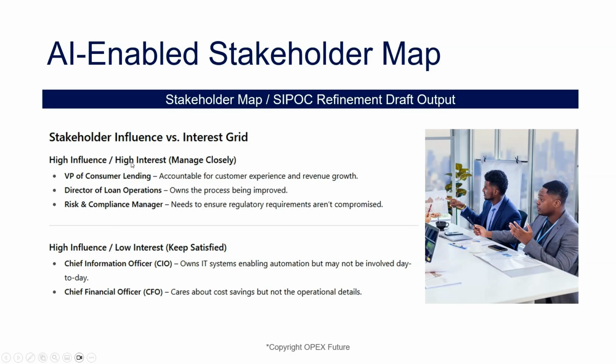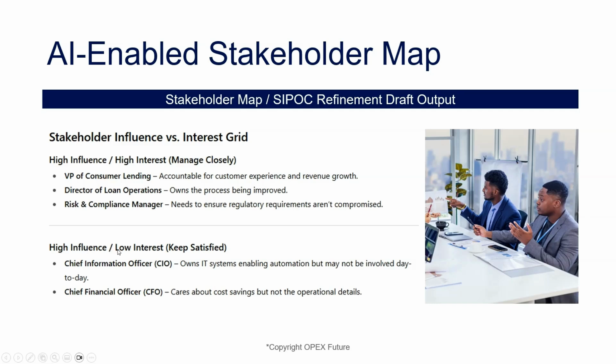Have our high influence, high interest. These are people you want to manage closely, right? We got the VP of Consumer Lending, the Director of Loan Operations, right? Risk and Compliance Manager. Gives you a rationale here, right? The VP of Consumer Lending is accountable for customer experience and revenue growth. We might want to pay close attention to them and keep them close to our project and what we're up to. The Director of Loan Operation, well, they actually own the process being approved. They need to stay in the loop. Risk and Compliance, they need to ensure regulatory requirements are not compromised with the efforts that we're engaging in here.